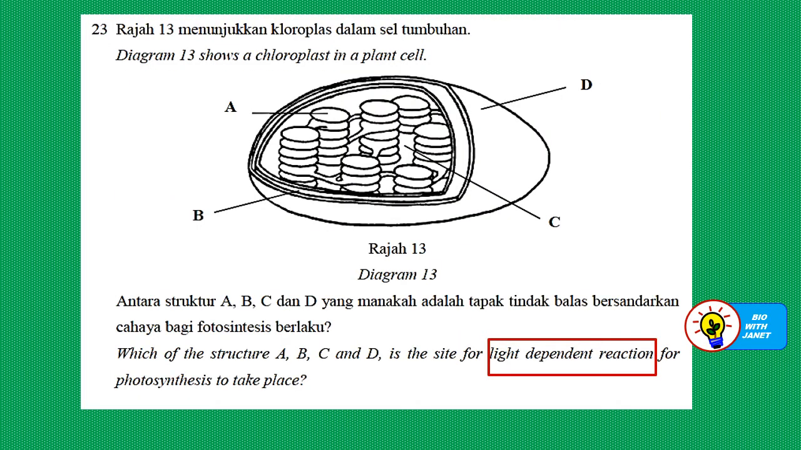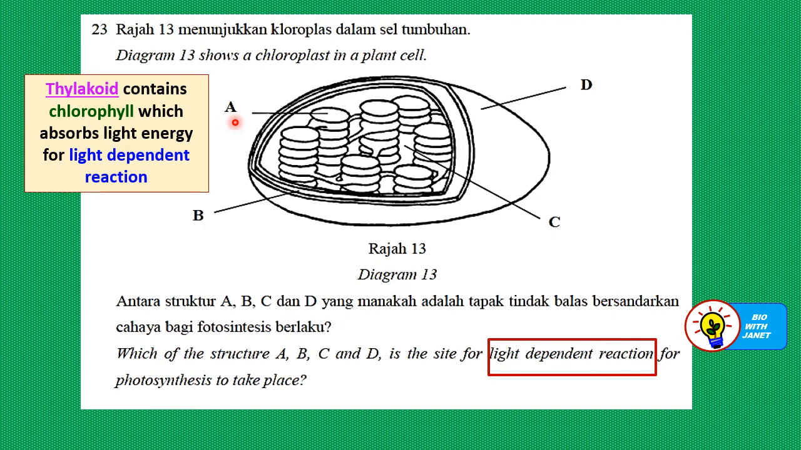Question 23. Diagram 13 shows a chloroplast in a plant cell. Which of the structures A, B, C or D is the site for the light-dependent reaction of photosynthesis? In photosynthesis there are 2 stages. The first stage is called the light-dependent reaction, and the second stage is the light-independent reaction. For the first stage, the site for this reaction is the thylakoid. Looking at the 4 labels here, A is the thylakoid. So this is the answer.